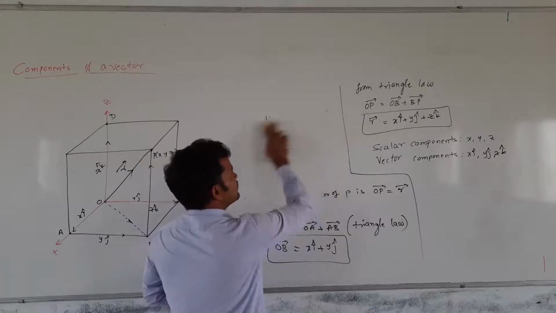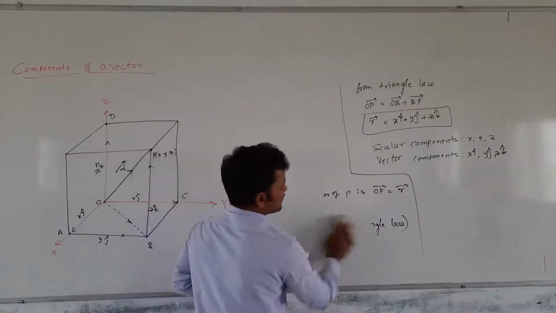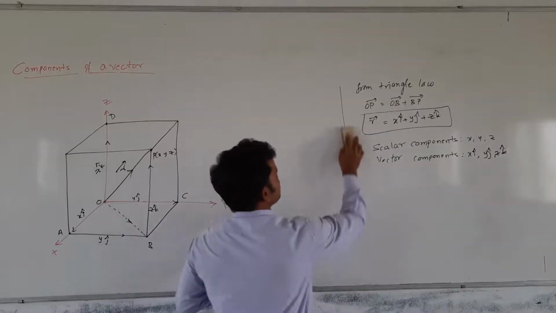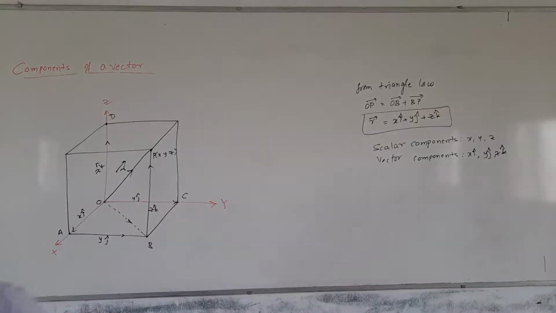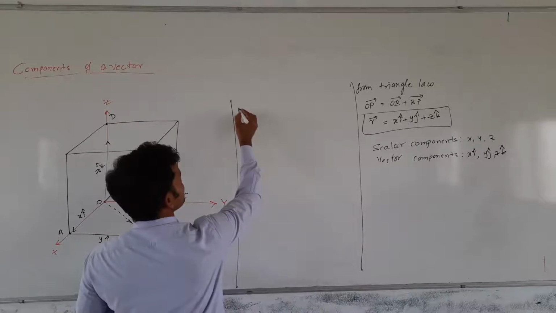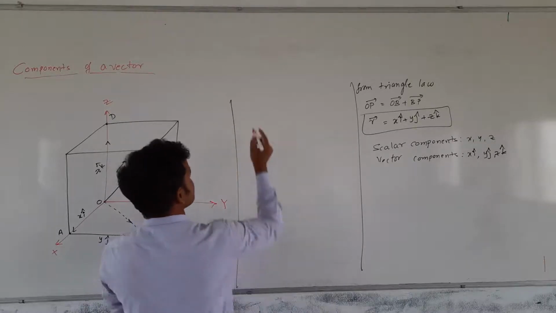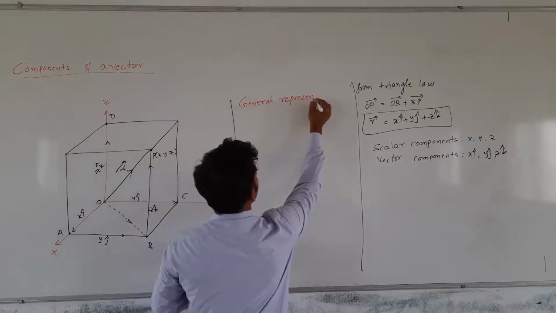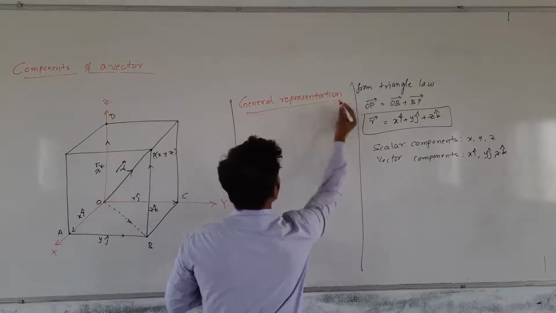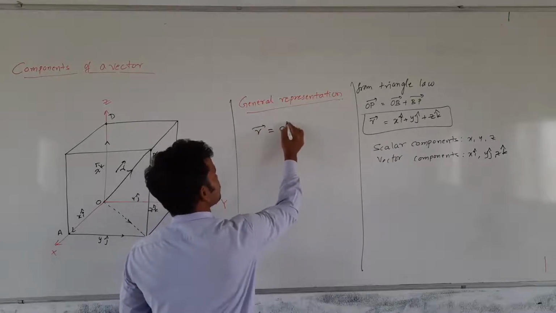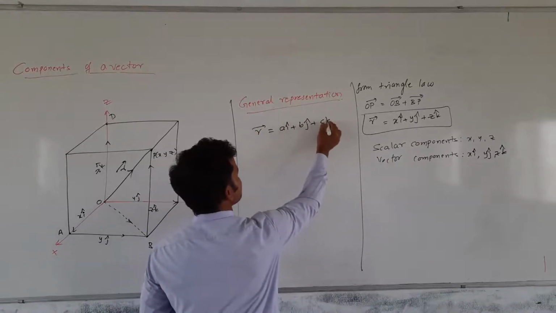Now, this component form of a vector, I will write it in general. And I will tell you something about direction ratios and direction cosines once again, in the case of component form. Here is the general representation of a component form of a vector. It will be taken as vector R is equal to ai plus bj plus ck.